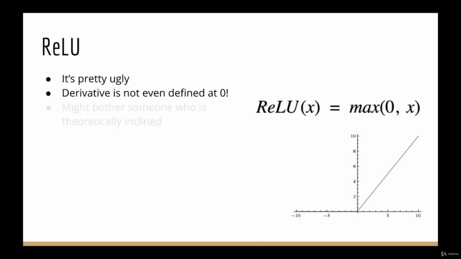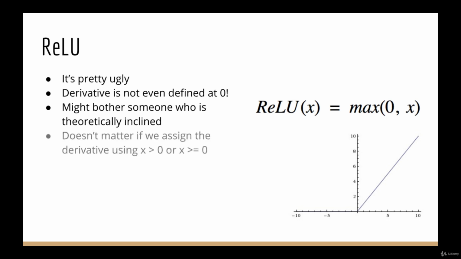However, in practice, the chances of the input being exactly zero are infinitesimally small, so assigning the derivative either way doesn't really make a difference. For example, you could say the slope is 1 if x is greater than 0, or you can say the slope is 1 if x is greater than or equal to 0, and it wouldn't really matter.